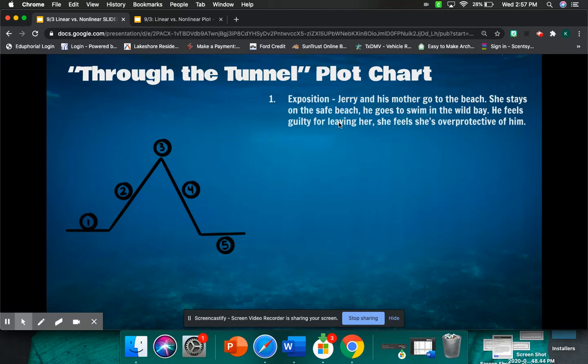The exposition. The exposition in Through the Tunnel is when Jerry and his mother go to the beach. She stays on the safe beach. He goes to swim in the wild bay. He feels guilty for leaving her. She feels overprotective of him.